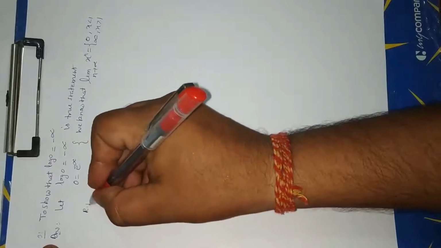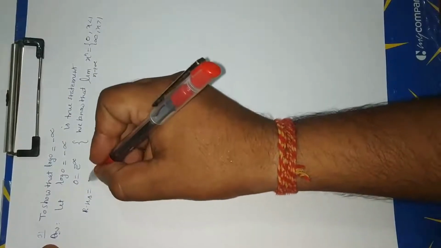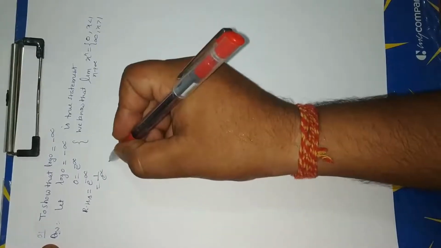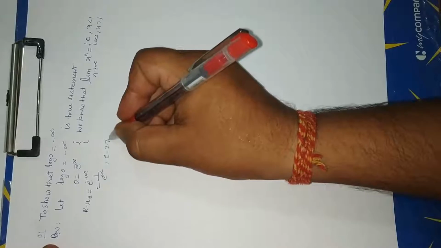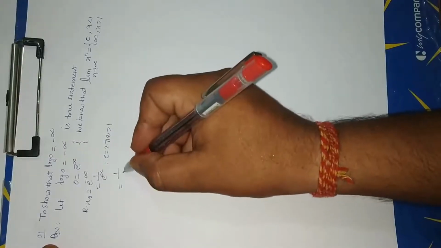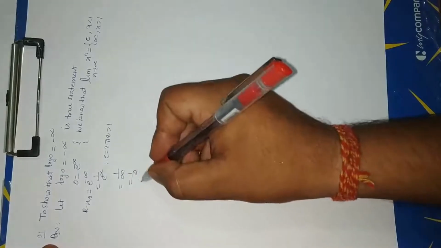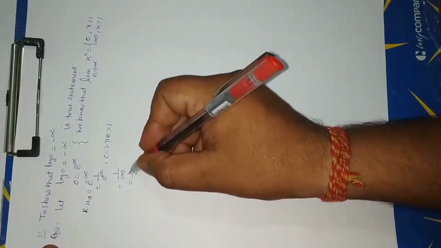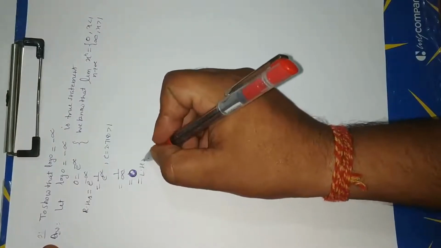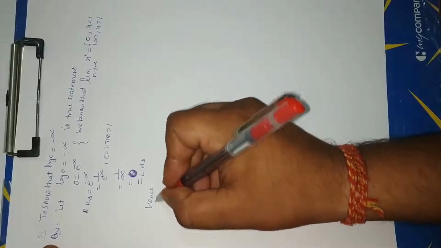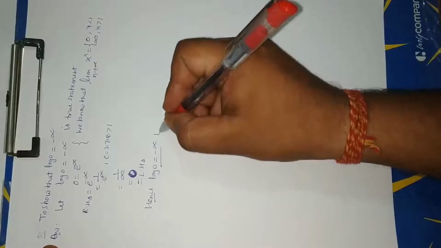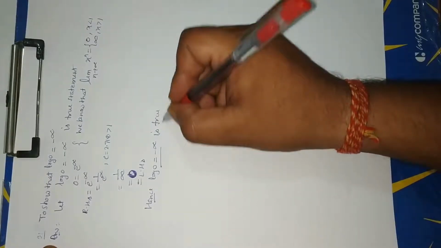Now right hand side, e to the power minus infinity equals 1 upon e to the power infinity. Since e is equal to 2.718, greater than 1, e to the power infinity is equal to infinity, so this is equal to 1 upon infinity, that is 0. This is equal to the left hand side. Hence, log 0 equal to minus infinity is true. Proved.